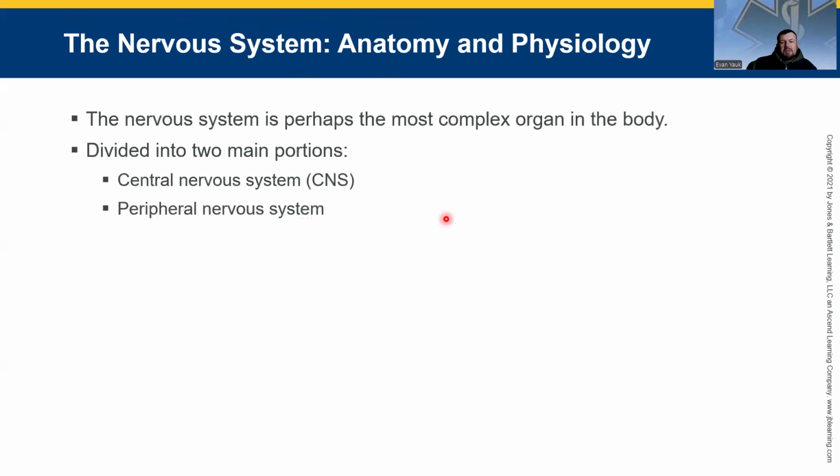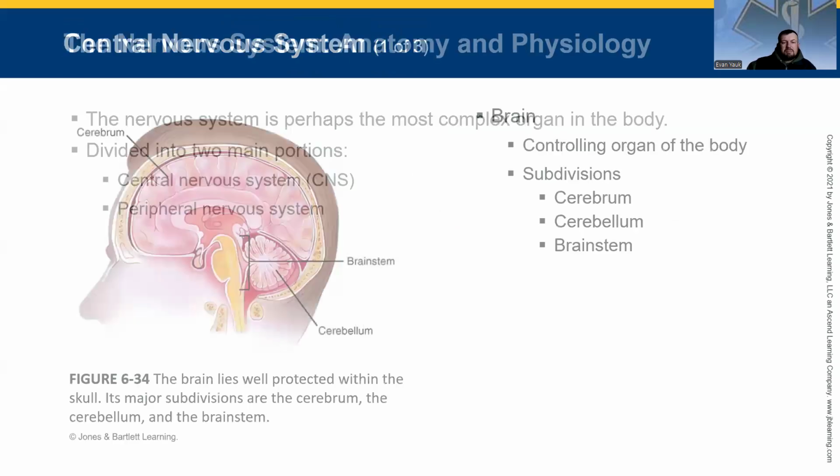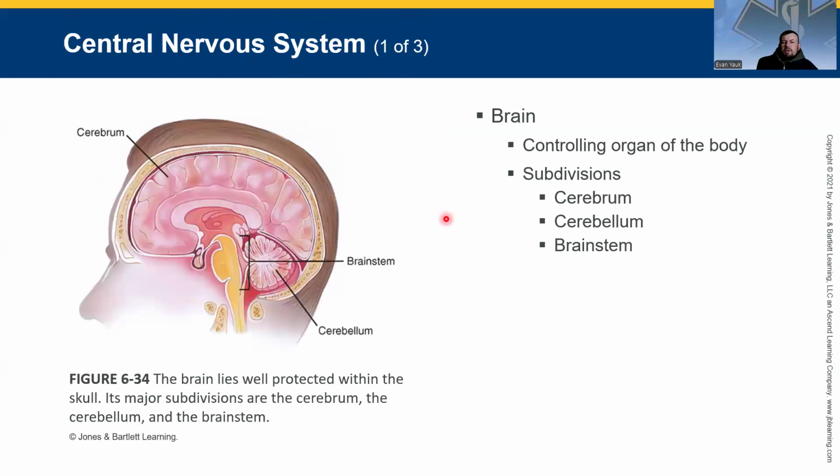The nervous system is perhaps the most complex organ in the body. It's divided into two main portions, your central nervous system and your peripheral nervous system. So your central nervous system is the brain. It controls organs and the body. The subdivisions are your cerebellum, your cerebrum, and your brainstem.